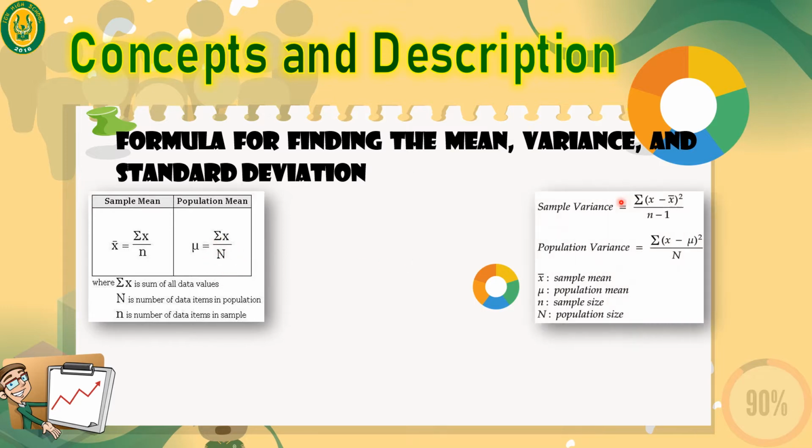We also solve for variance, and these are the formulas for the sample variance and population variance. If you'll notice, they have the same structure, same formula, but we replace the letters for the mean, x bar for the sample variance, and the mu for the population variance. The denominator, on the other hand, for sample variance, we use n minus 1, and for population variance, we use capital letter N.